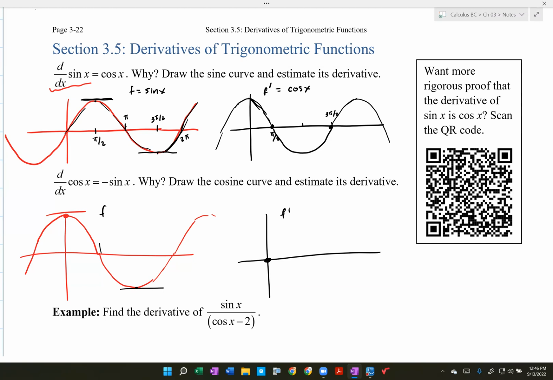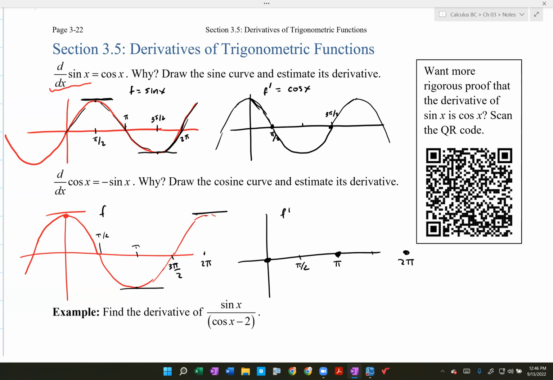And let's just do a quick thing. This is pi over 2. This is pi. This is 3 pi over 2. And then up here where it gets high again there, it's 2 pi. All right. So we have at pi over 2 something going on, but at pi, we're definitely back to 0. It looks like there's a horizontal tangent again at 2 pi.